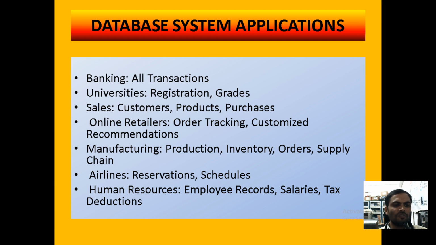Now coming to the fifth, we have manufacturing. Under manufacturing also we are using the database application. If you want to see the product, we have so many fields: product name, product ID and product price, product expiry date, manufacturing date. This will come under the application part of your database. Production, inventory, orders and supply chain.